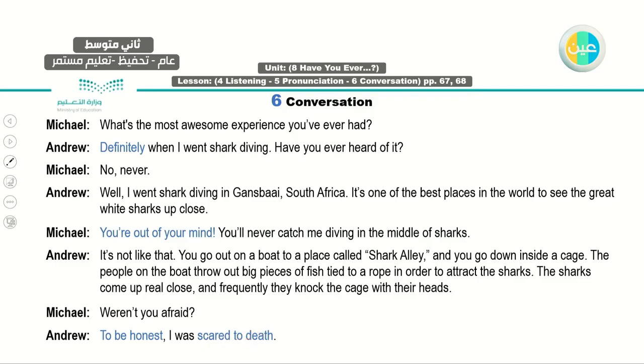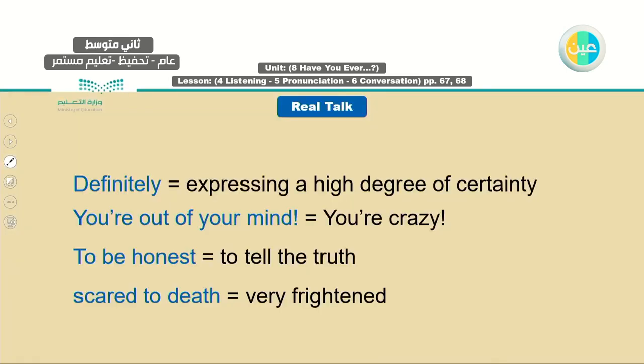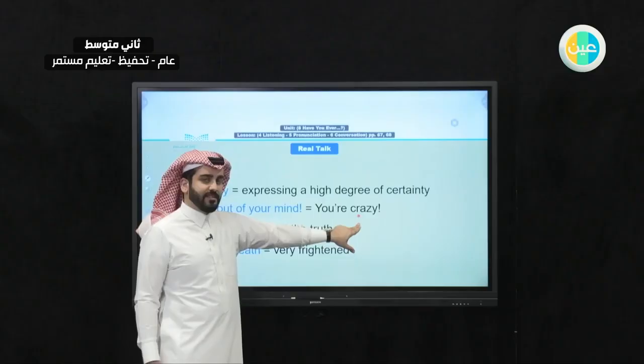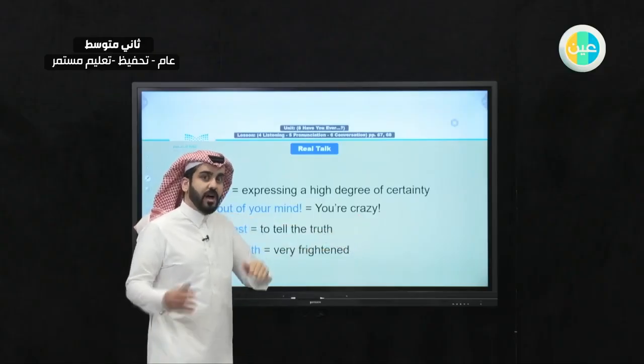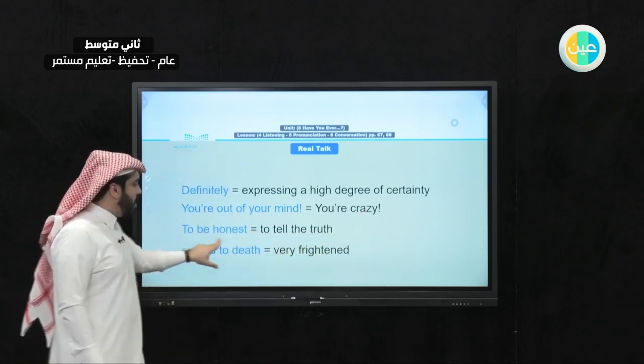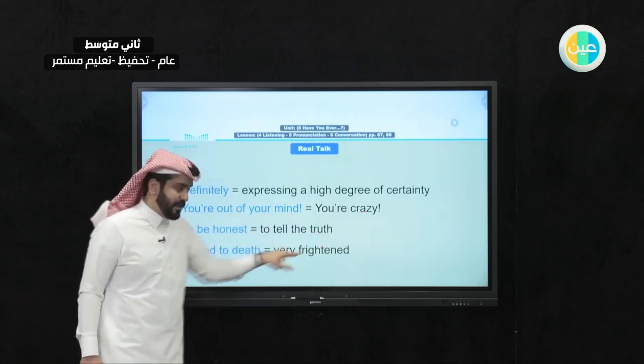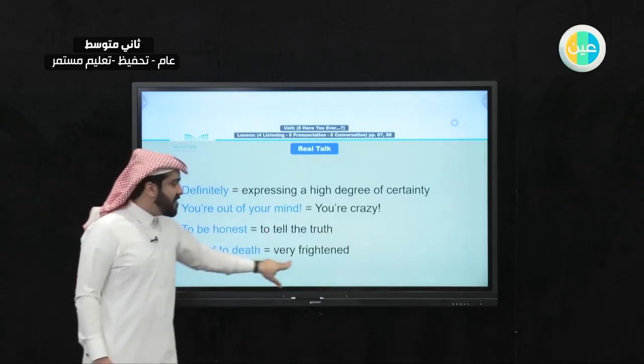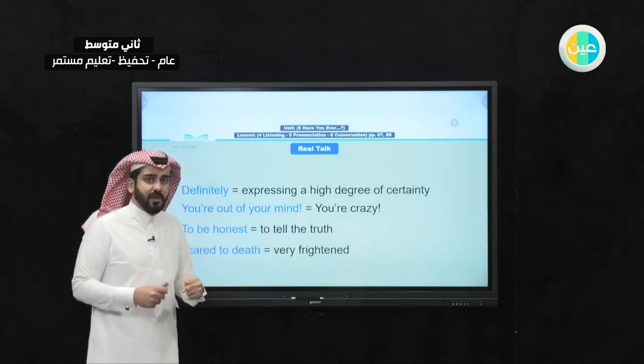No, he wasn't. So all of these expressions are used in daily conversations. So we're going to talk about the meaning of those expressions. So definitely means expressing a high degree of certainty, okay? And you're out of your mind means you're crazy, okay? So that means you're crazy. And to be honest means to tell the truth. And scared to death means very frightened, very scared, okay?